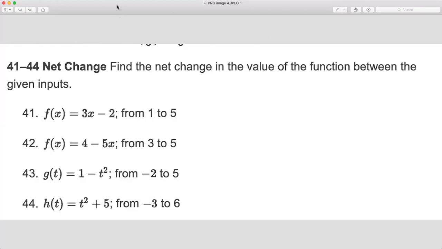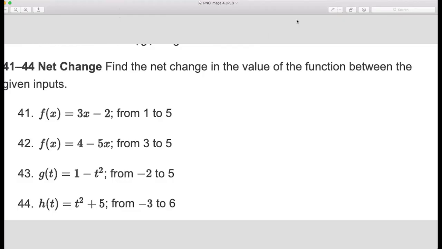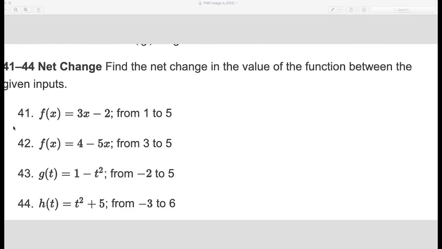So the first thing, Zoom tools are all different, so I'm trying to figure this out. The value of the function, when they say that, they mean like the y. So find the net change. Net change just means overall, like if something ends at 100 and begins at 50, then it changes 50. So you're going to find the y values at each end, like this and this.